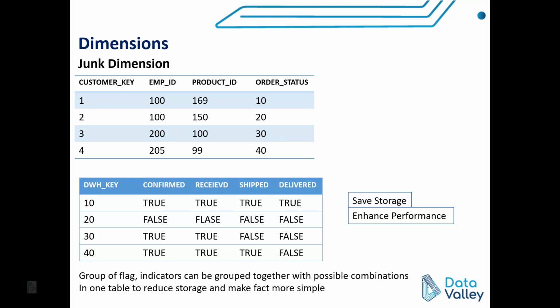Second reason is to enhance performance. When we save storage, analytical queries on top of this fact table will become much faster. So this is all about junk dimension.